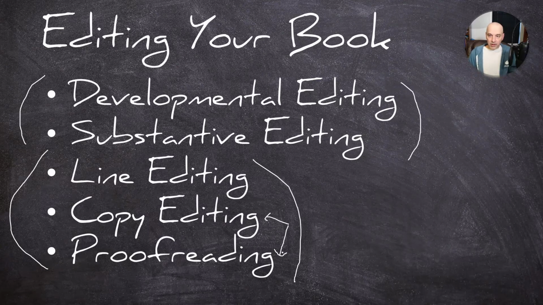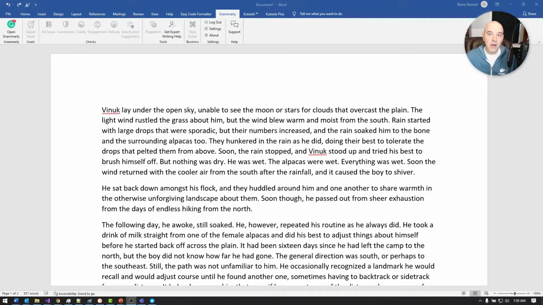In any case, now that we talked about the kinds of editing, I'm going to transition and talk about some of the tools that I use and the process that I just described to you. So I pulled this excerpt out of the third chapter of my upcoming novel, Legacy of the Legend. Now, this is from a document that I had before I started doing a lot of the line edits, copy edits, and proofreading on it.